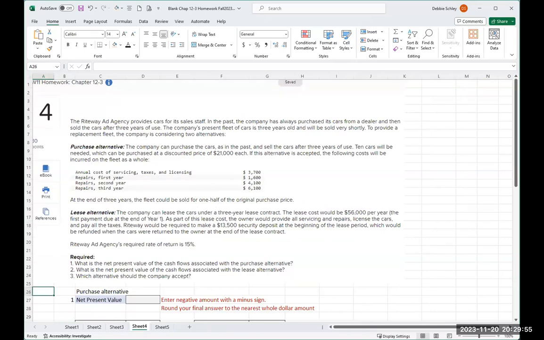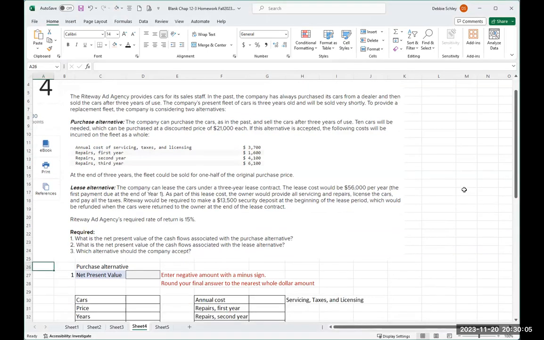Question 4. The Right Way ad agency provides cars for its sales staff. In the past, the company has always purchased its cars from a dealer and then sold the cars after 3 years of use.